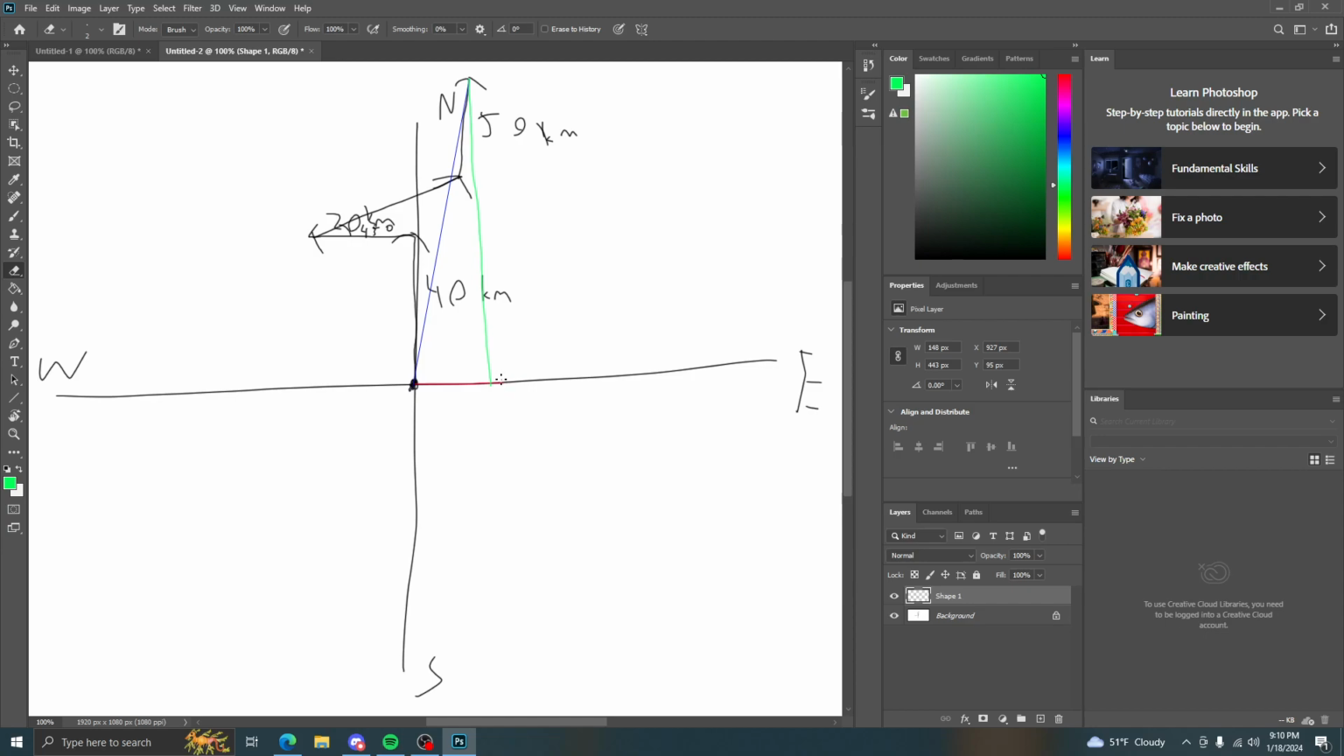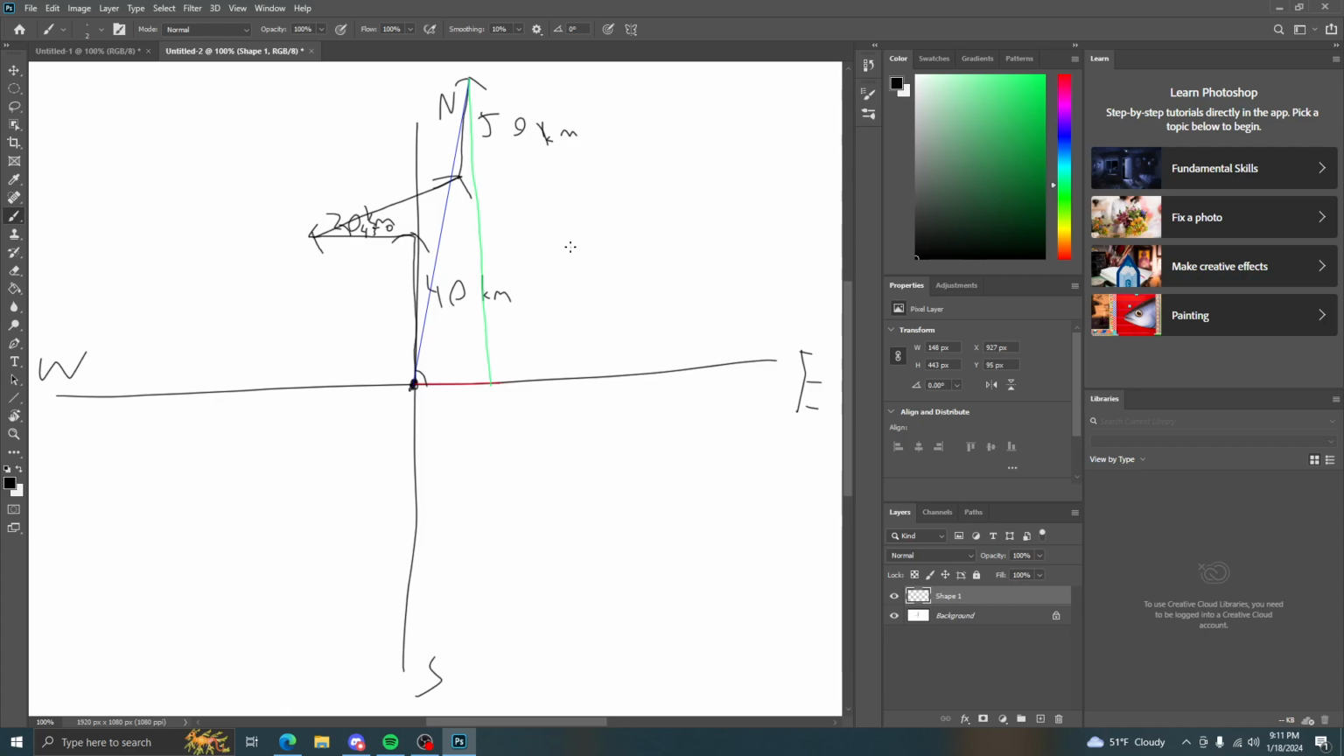Basically, this angle here would be the direction that they're traveling in, and the length of this blue line, the displacement vector, would be the magnitude of the vector, which is how far they traveled relative to where they started.